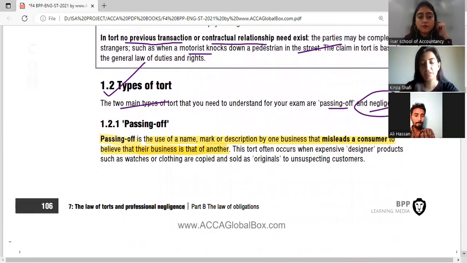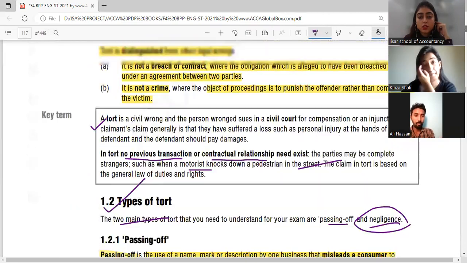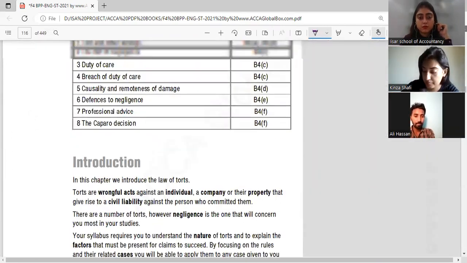And ma'am, what's the name of this chapter? The Law of Torts and Professional Negligence, Chapter 7.